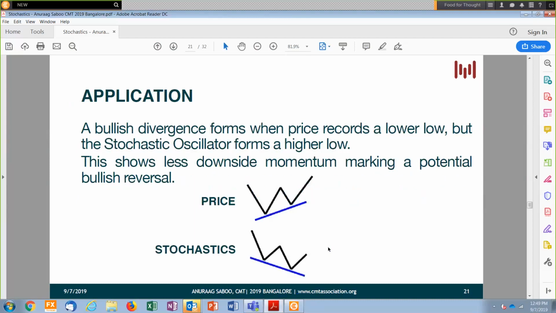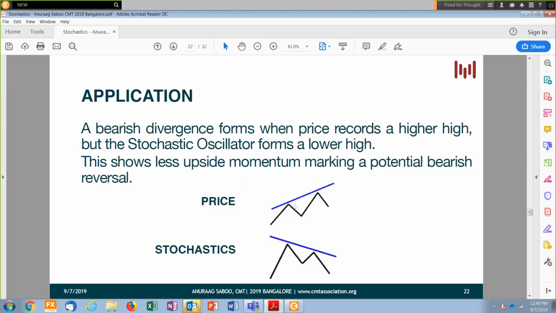Bullish divergence forms when price makes a lower low and stochastic makes a higher low. Now there is a printing mistake in the presentation. This is price and this is stochastic. So price is making a lower low and stochastic is making a higher low, which shows less downside momentum, marking a potentially bullish reversal.